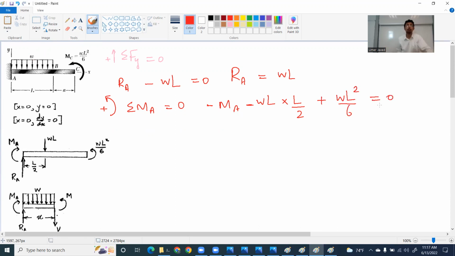Do you agree? WL square by 6 appears from the one that is acting at the corner. Although you are doing the summation of moment about point A, you are still including WL square by 6. And why is that? Because when you are talking about the whole beam, then everything comes into the picture. Now that you have done this, what will your MA be? Your MA comes out to be minus 1 by 8 WL square.